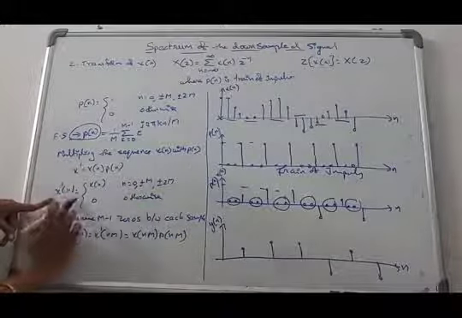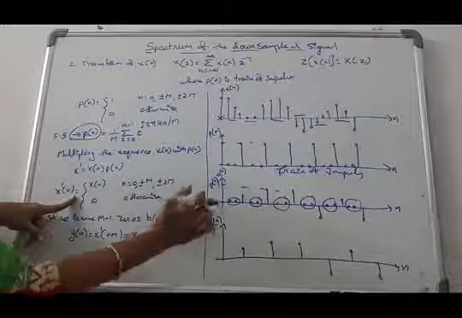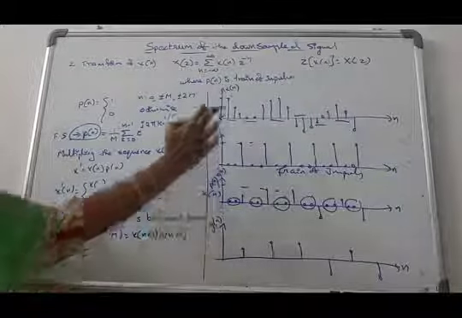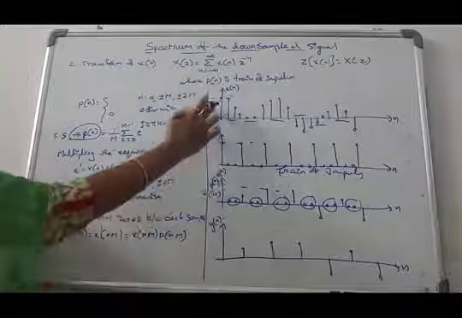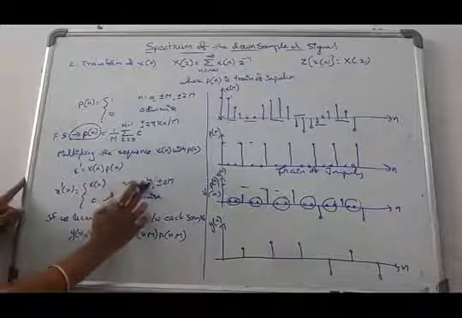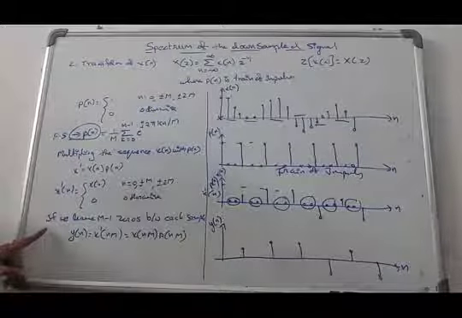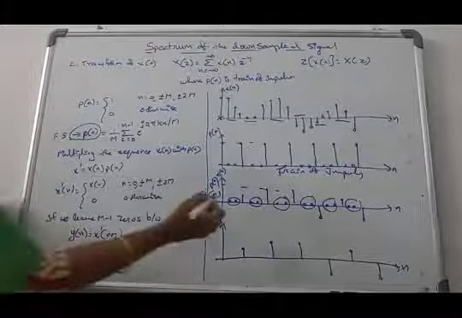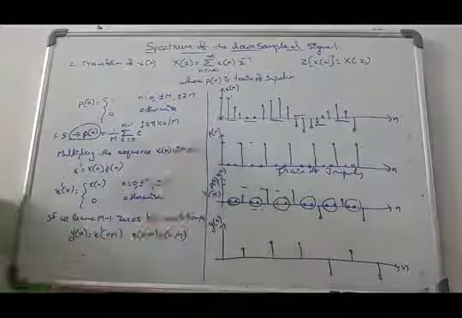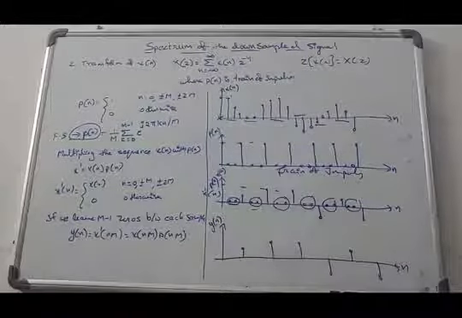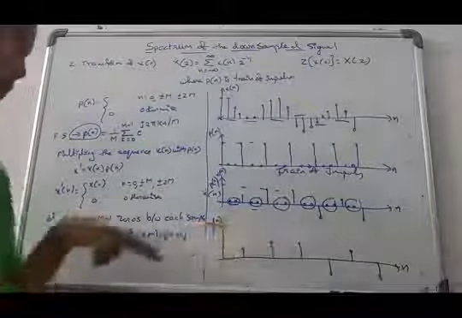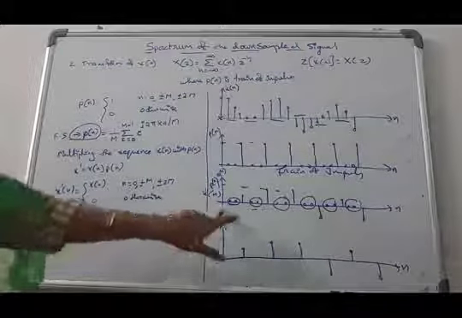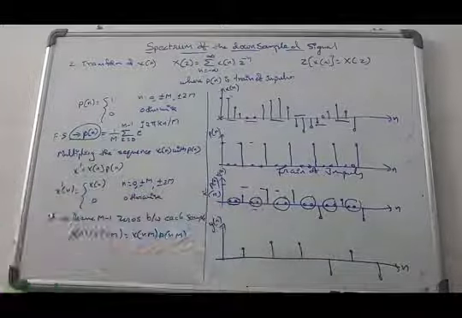Now x dash of n is equal to x of n when n is equal to 0, plus or minus M, plus or minus 2M. Now you leave M minus 1 zeros between each sample. So here you have to remove M minus 1 zeros. For example, take the factor M equal to 3, then you have to remove 2 samples. You leave M minus 1 zeros between each sample.